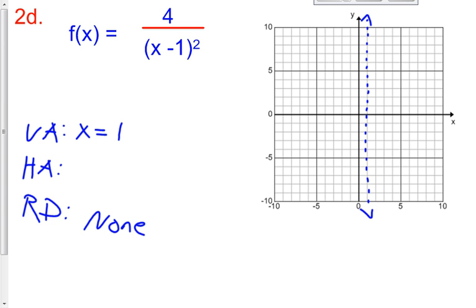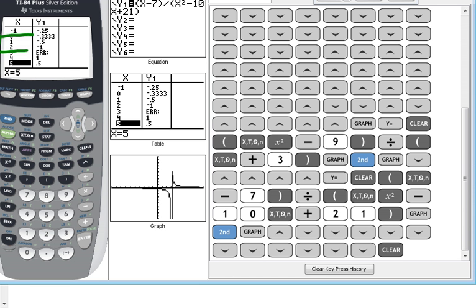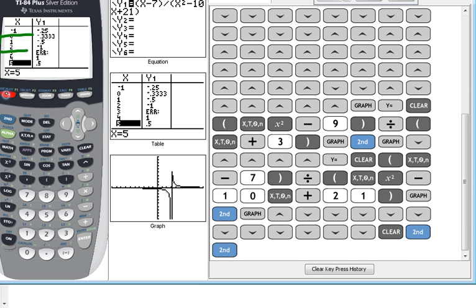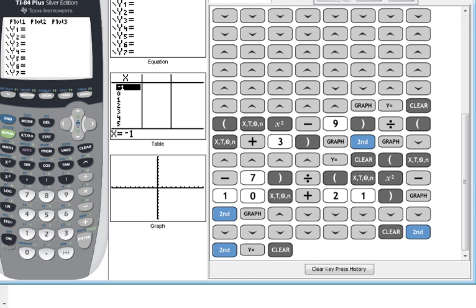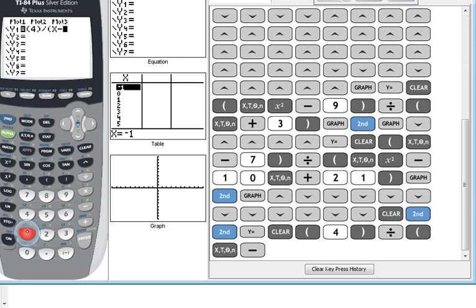Let's put this in our graphing calculator to see the horizontal asymptote. Y equals 4 over, so put 4 in parentheses, divided by the quantity x minus 1, and that quantity squared. Graph.